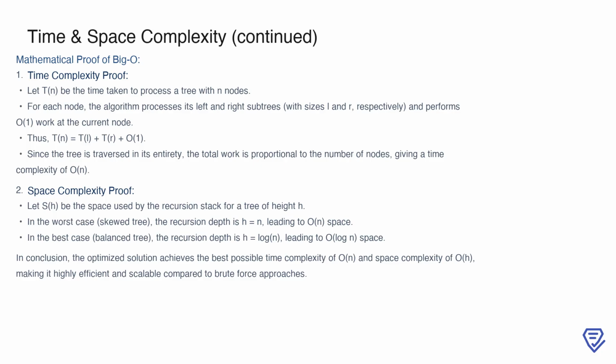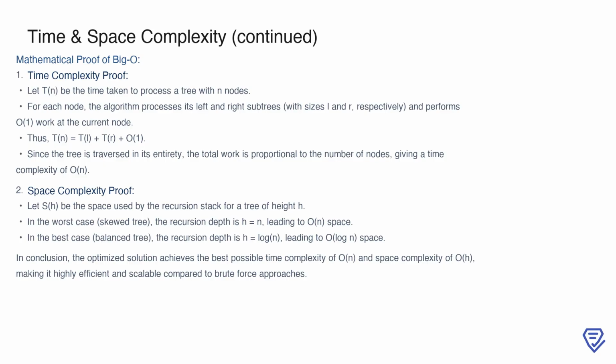For time complexity, let T(n) represent the time required to process a tree with n nodes. At each node, the algorithm processes its left and right subtrees, which have sizes L and R, respectively, and performs O(1) work at the current node.